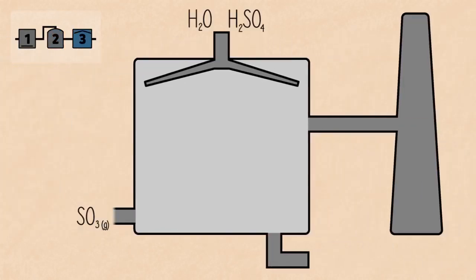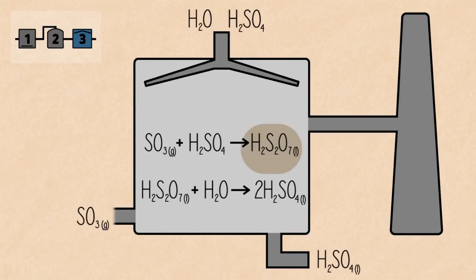Finally, in stage 3, sulfur trioxide is converted into a very concentrated sulphuric acid, and the equation is shown now. This liquid is also known as oleum. It is very viscous and releases acidic fumes.